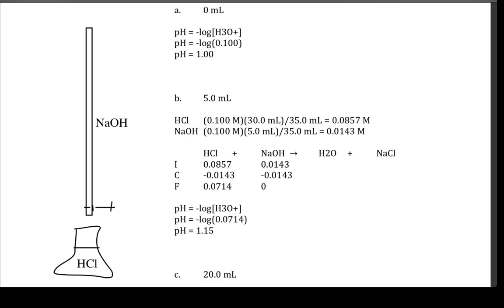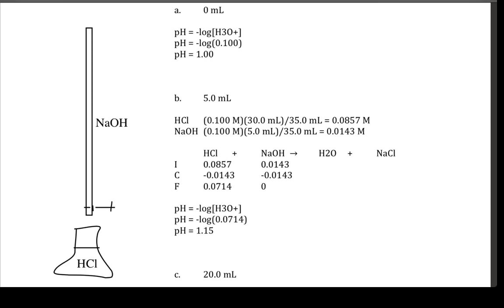Alrighty, so the reaction between the HCl and the NaOH is shown there. HCl plus NaOH yielding water plus NaCl. Everything's on a 1-to-1 mole ratio. We do our ice table, putting in the initial amounts, 0.0857 and 0.0143. Now, it's a reaction that goes all the way. It's not an equilibrium one, so we have no x's. We have the change to be whichever of those two numbers is the smaller, 0.0143.